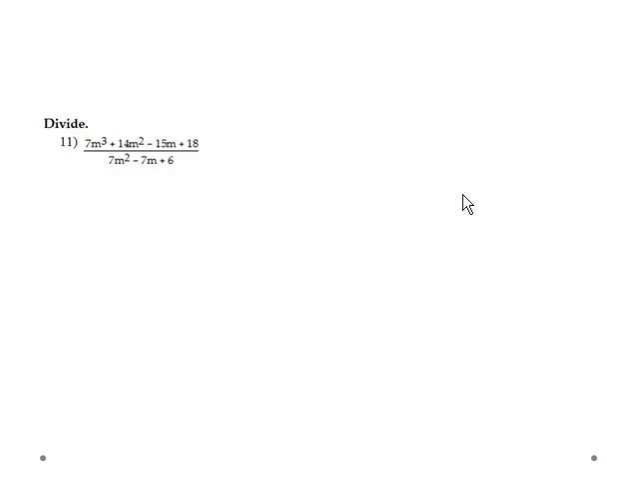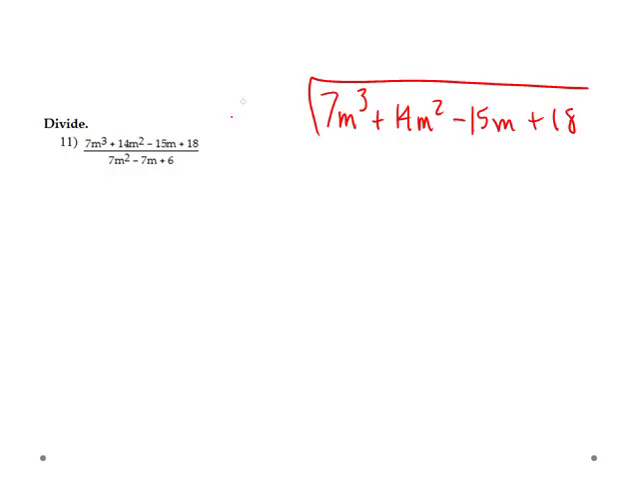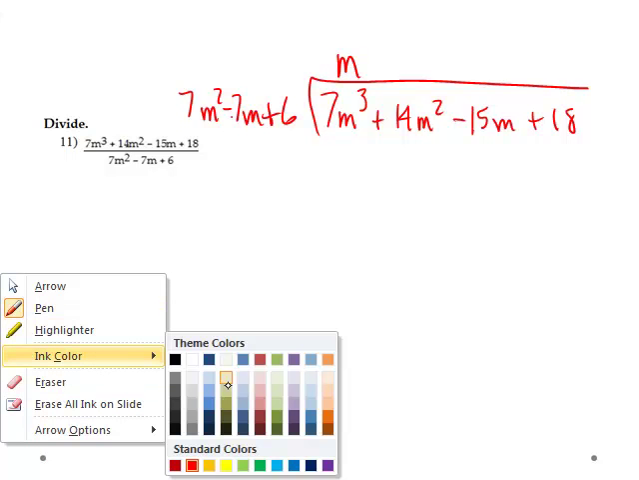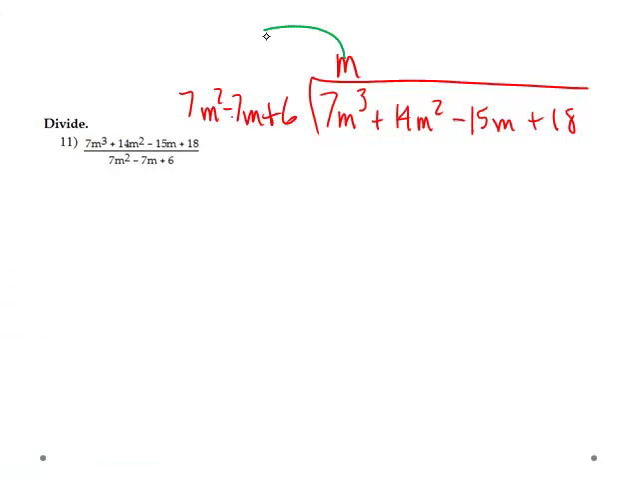Next one, divide. Okay, so we should follow the rules for long division here. 7m cubed plus 14m squared minus 15m plus 18 divided by 7m squared minus 7m plus 6. Well, in the first place, we've only got an m. Remember, we only consider the first term to get that.